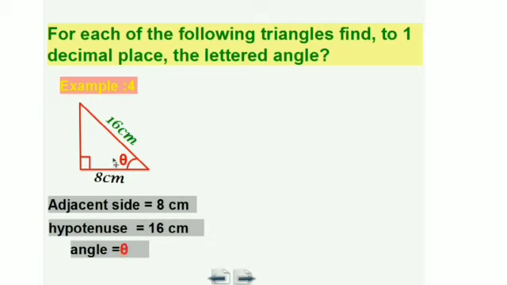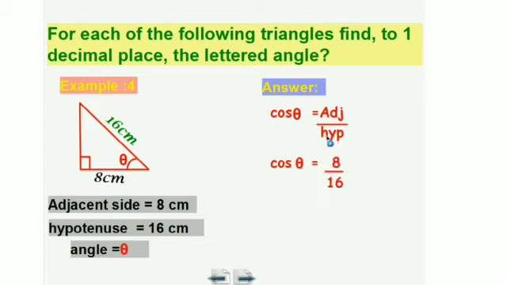So how will we find this angle theta? We know adjacent and hypotenuse. What is the relation between adjacent and hypotenuse? It is cos theta equal to adjacent by hypotenuse. So cos theta is equal to 8 by 16, so theta is equal to cos inverse of adjacent by hypotenuse, that is 8 over 16. 8 over 16 means 1 over 2. So cos inverse 1 over 2, we know, is 60 degrees. So we got the answer: theta is equal to 60 degrees.